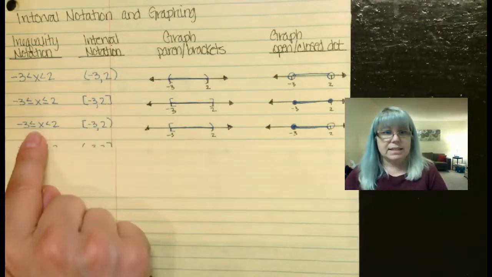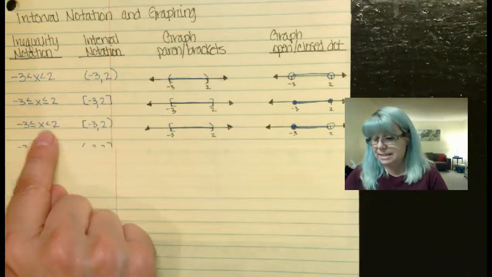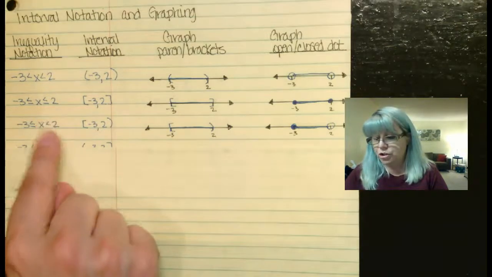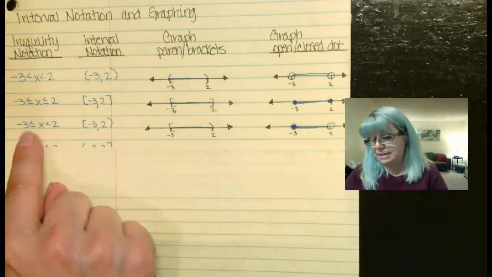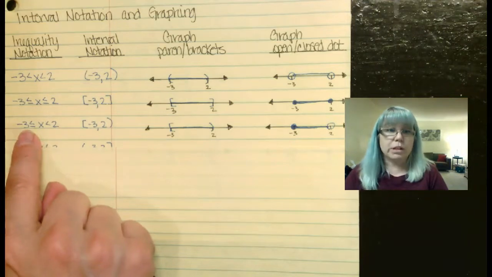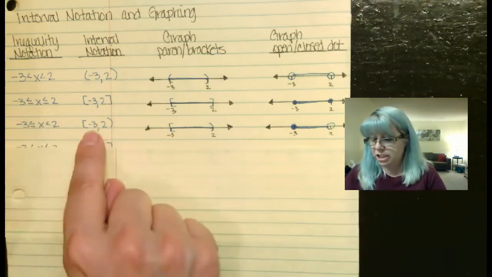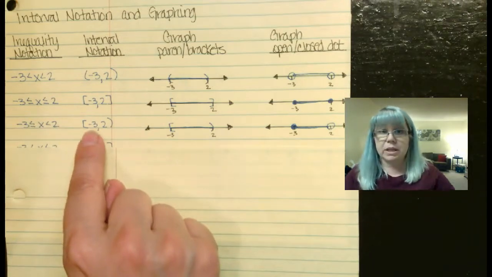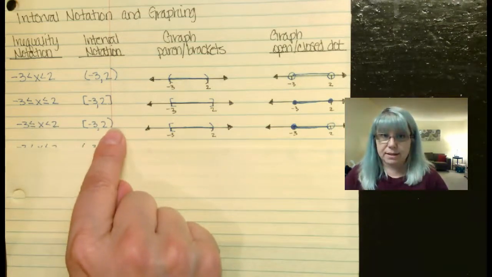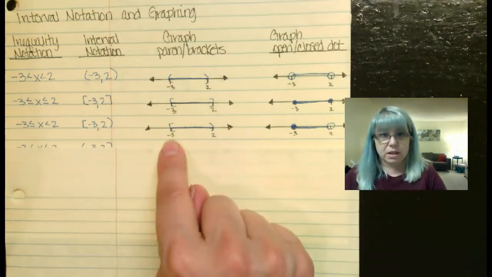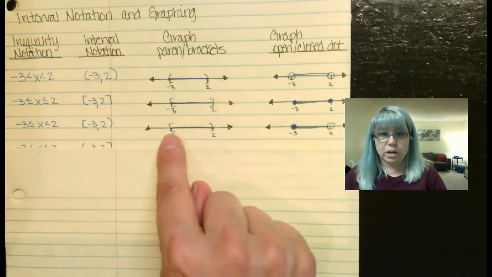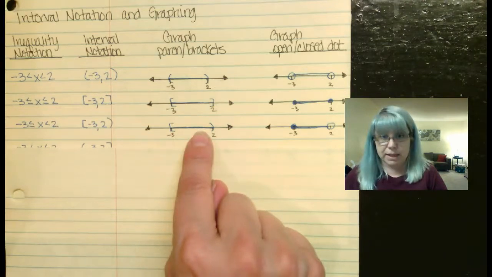-3 is less than or equal to x is less than 2. With the 2, there is no inclusion of the 2, so it will be a parenthesis next to the 2, whereas next to the -3, we're including -3, so it will be a bracket. So our interval notation is bracket, -3, 2, parenthesis. Likewise with the graph, there's going to be a bracket on the -3, parenthesis on the 2, and we're going to draw a line, everything in between.